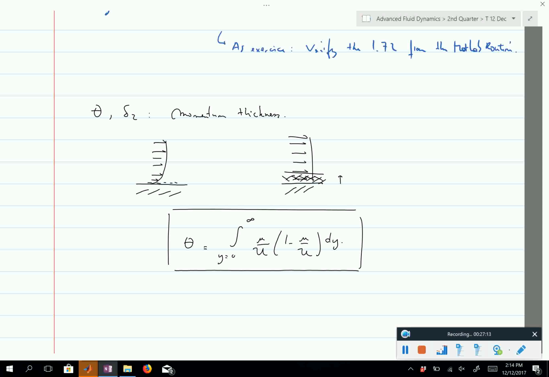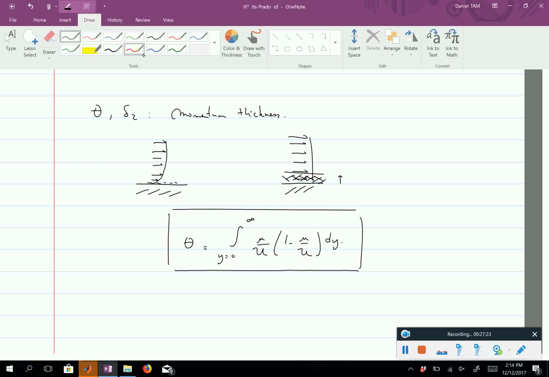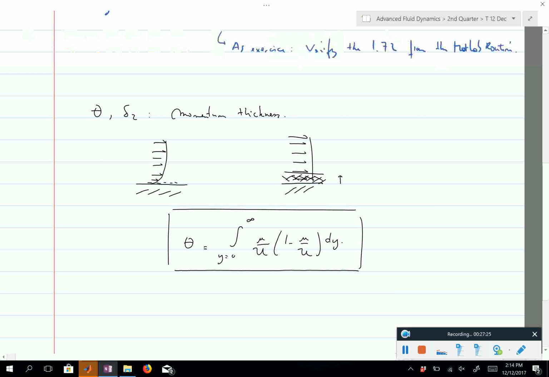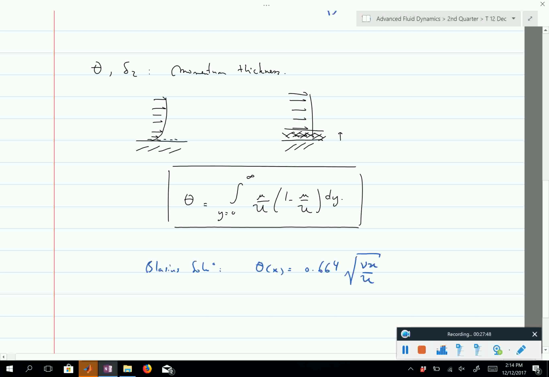Again, for the Blasius solution you know u, so you can characterize what theta is, and for the Blasius solution theta of x is equal to 0.664 of our typical scaling for the boundary layer. Okay, this is for the Blasius solution.